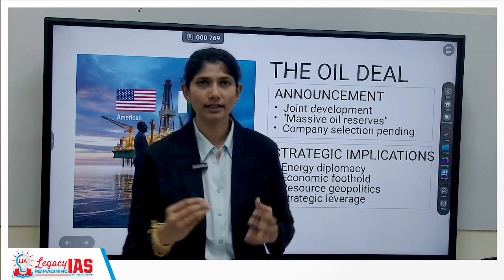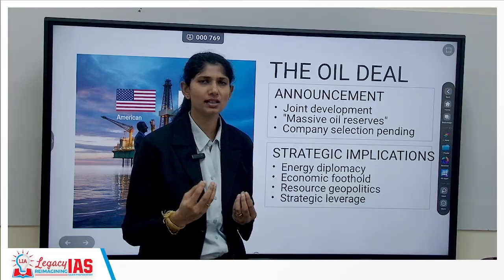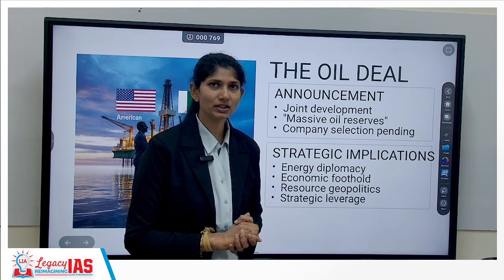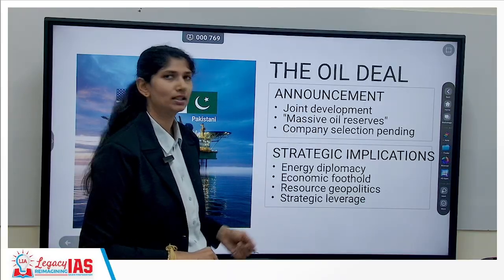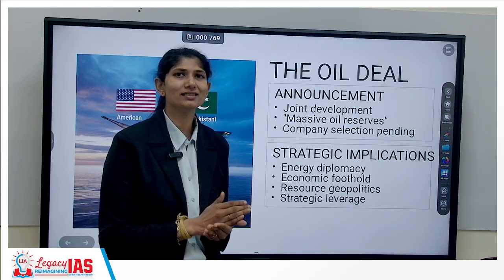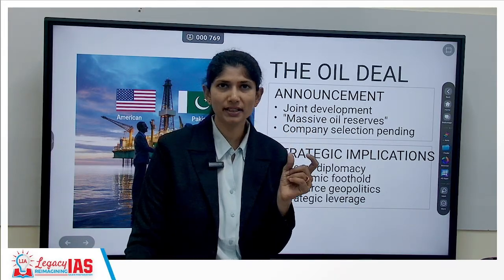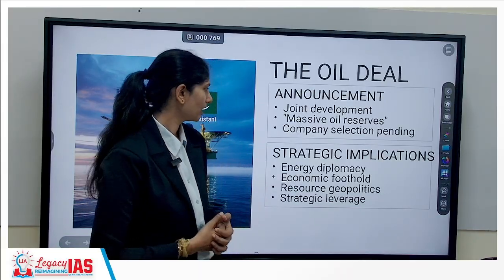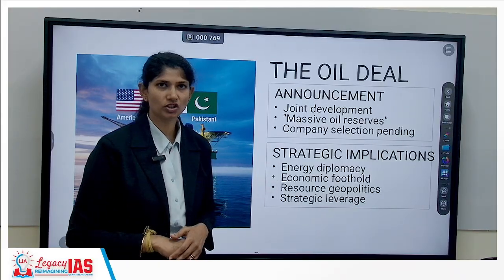Now the alleged oil deal which is going to come forward is a major one because of its implications. The majority of this deal lies in joint development and trying to tap the potential oil reserves found on the coast of Pakistan. They are saying the only stage pending now is picking the company which will take this forward. Understanding? So what implications will it have with respect to energy diplomacy?